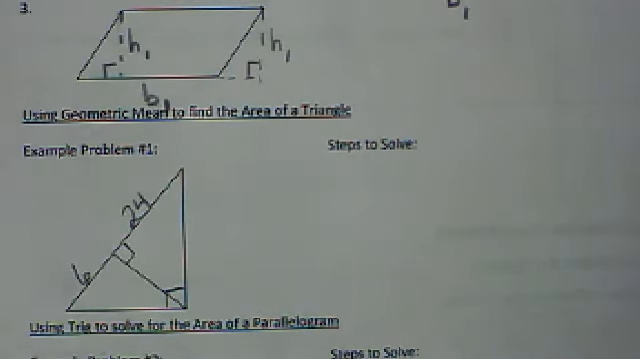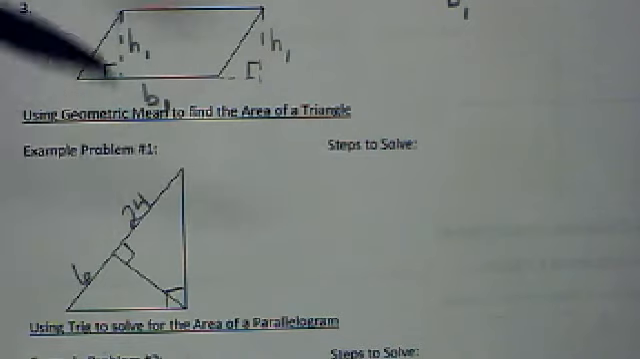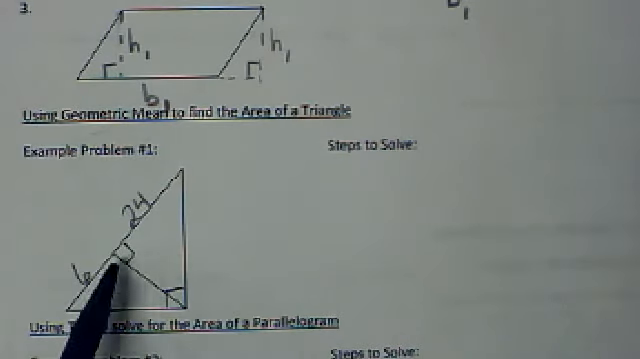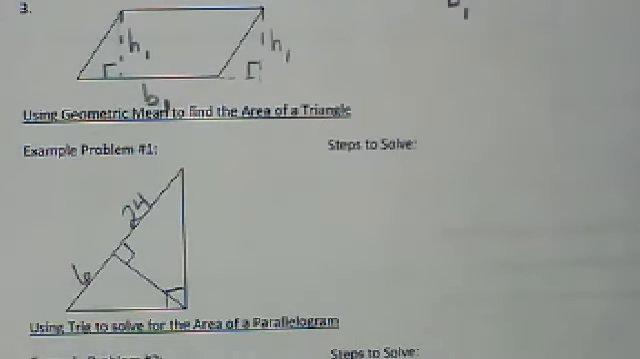Here I have a right triangle, and the hypotenuse of this right triangle has been split up into a length of 6 and 24. And then I have my altitude that's drawn right here. And the question is asking me to find the area of this triangle. So we're going to use geometric mean in order to figure out what the base and the height is.